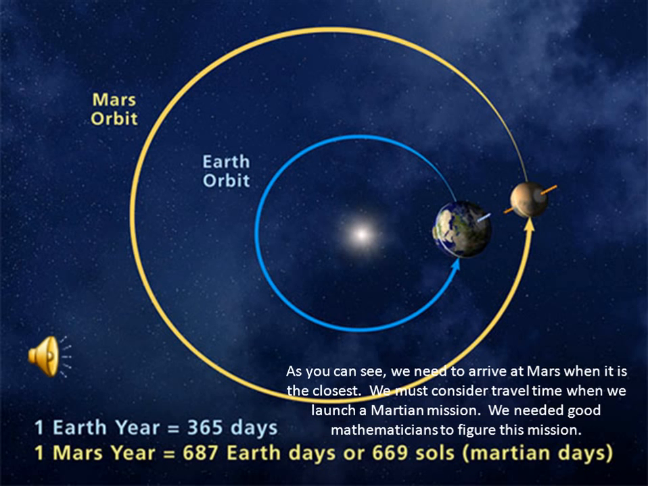As you can see, to avoid travel time, it is necessary to arrive on Mars when the Earth and Mars are the closest. We must consider the difference in orbits of Mars when we launch a Martian mission. A good mathematician is needed to figure this mission. Any volunteers?